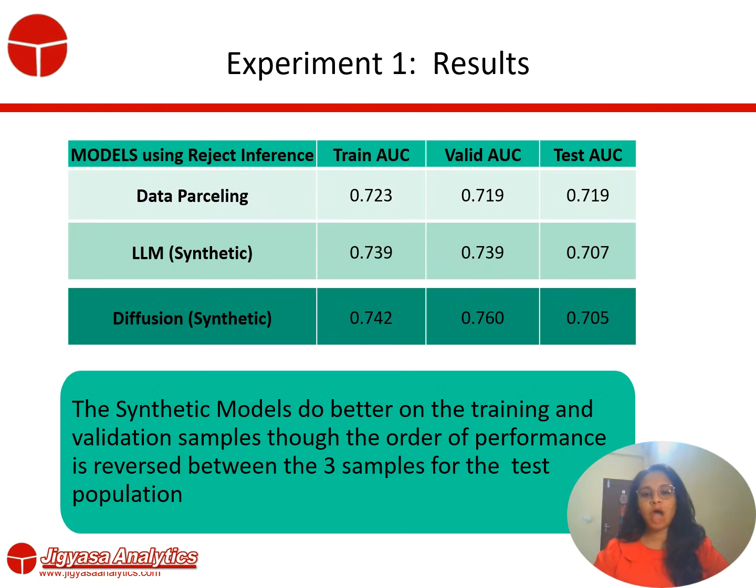Let's take a quick look at how the first experiment performed. For the traditional data parceling model, the AUC was 0.723 on training and 0.719 on validation, with the holdout test matching validation at 0.719. For the synthetic LLM model, both training and validation came in at 0.739, while the holdout sample scored 0.707. For the synthetic diffusion model, training AUC was 0.742 and validation AUC came in at 0.760, while the holdout sample scored 0.705.